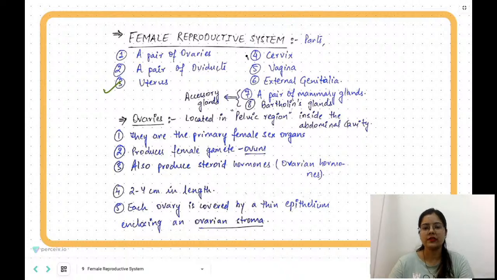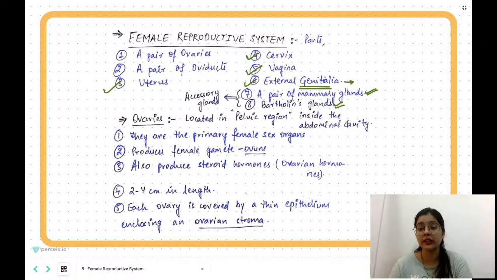Then there is a cervix. Then vagina we have seen. Then external genitalia. So external genitalia is basically your vulva part, vaginal orifice, and all those things. We will be discussing this in detail in the coming lessons, or rather in the coming slides. So yeah, we will be talking about the pair of mammary glands and Bartholin glands as well.